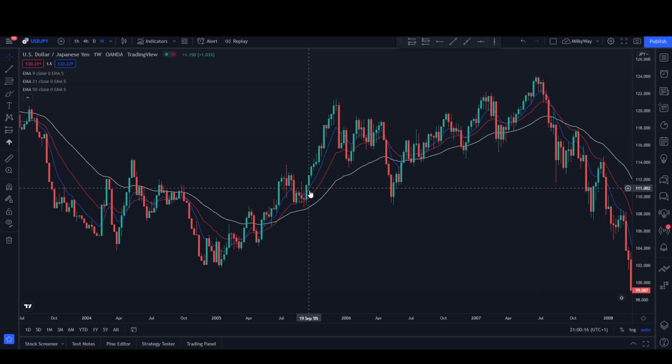We would put the stop loss at this price, which is where the blue line is, and then we would close when the price crosses the blue line again, so right here.